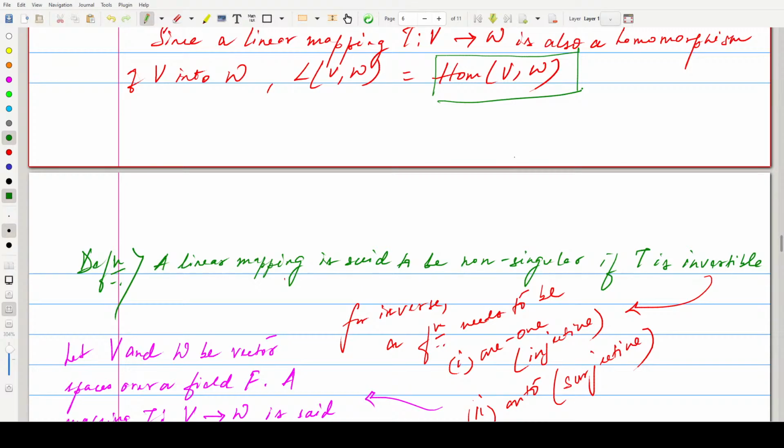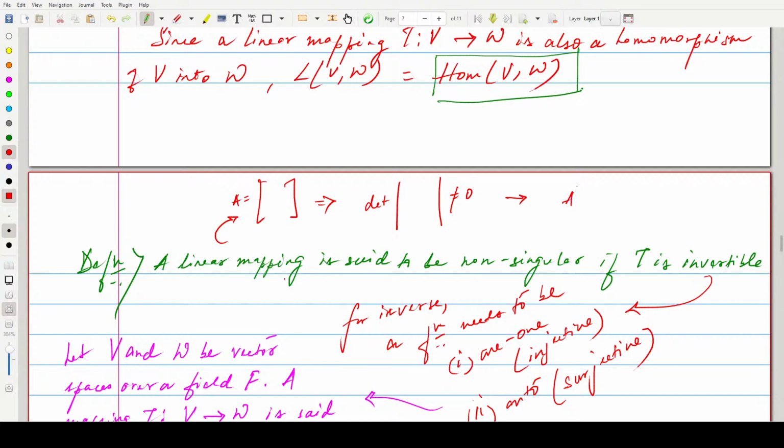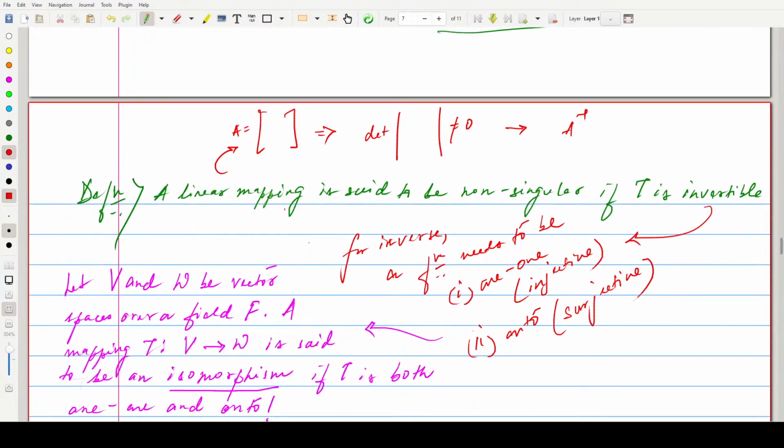So we say that a linear mapping T is said to be non-singular, okay, T is invertible. In matrix terms, how do we say that? If we have a matrix for a transformation, we say that this matrix is non-singular. What does that mean? That means that the determinant of this matrix exists and is not zero, and that means that if this was denoted by A, we can find the A inverse.